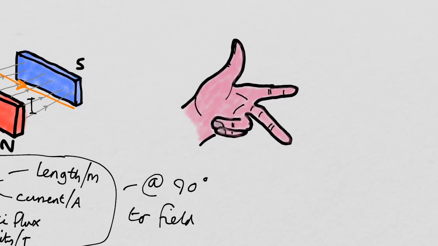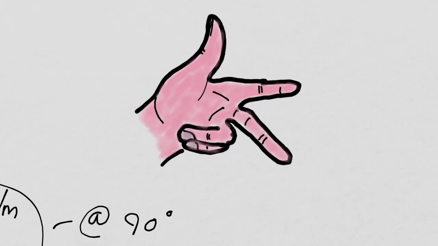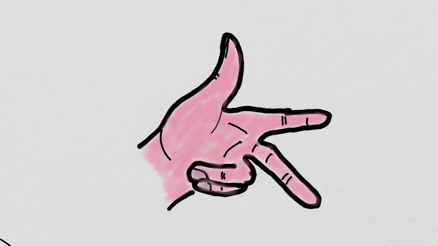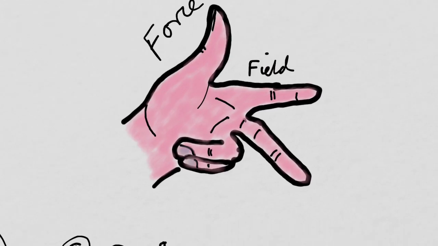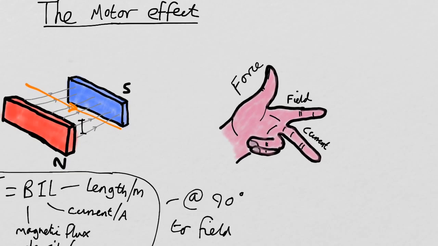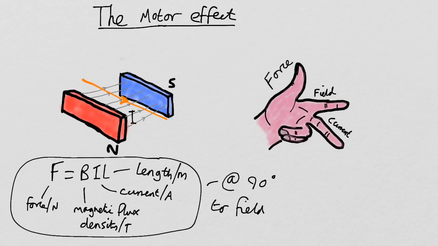How do we figure out the direction? We can use Fleming's left-hand rule. So what is Fleming's left-hand rule? It looks a little bit like this. If you take your left hand, you put your thumb up, you put your first finger pointing outwards, and you put your middle finger at 90 degrees to both of those, pointing towards you. The thumb represents the direction that the force is going to act. The first finger is the direction of the magnetic field, from north to south. The middle finger is current, that's conventional current. So force, field, current.